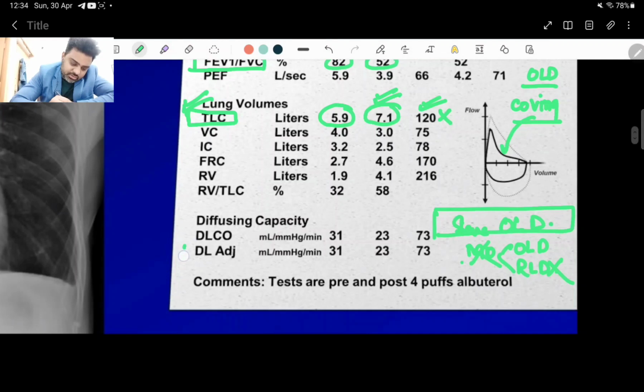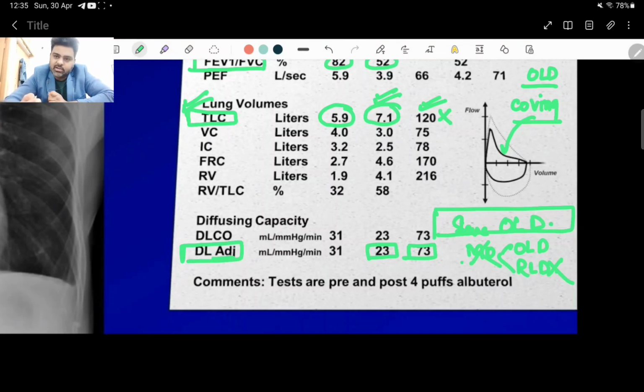Now coming to the DLCO. Now this is DLCO, ADJ means adjusted. So a lot of labs adjust DLCO according to the lung volume and age. There is not a set of proper criteria for adjusting, so errors can creep in. Now you see DLCO is decreased.